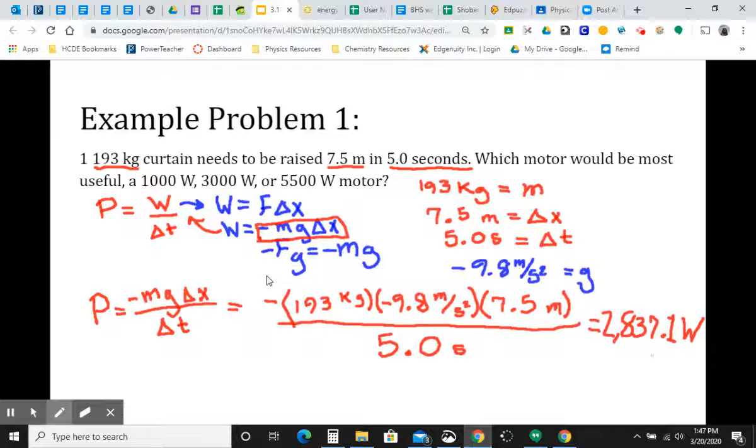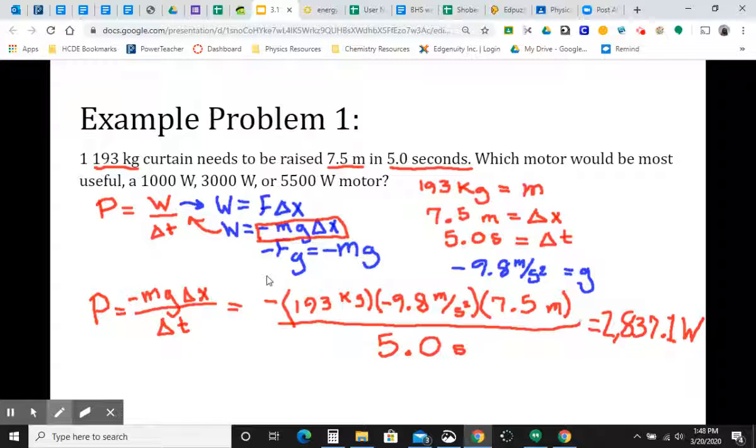So that's not our answer, though, right? We're not finished with the question, because the question is which one of these motors would be most useful. So if we were to choose the 1,000 watt motor, it's not going to be fast enough. It doesn't have enough power to lift up the curtain in 5 seconds. Maybe it could do it in 10 or 15 seconds, but it's not going to work for what we need right here. Or we could look at the 5,500 watt motor, and yeah, it's like twice as powerful as it needs to be, right?